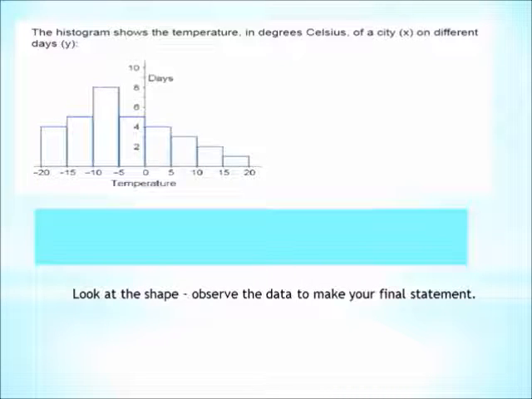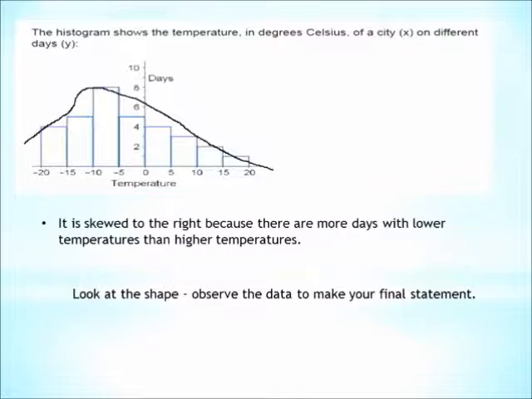Looking at this graph, it says to observe the data and come up with a final answer. So let's look at the data. If we're going to draw our curved line, it ends up being skewed. And why does it end up being skewed? Because there are more days with lower temperatures than there are higher temperatures.